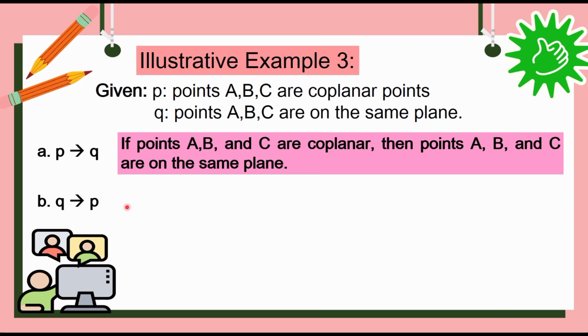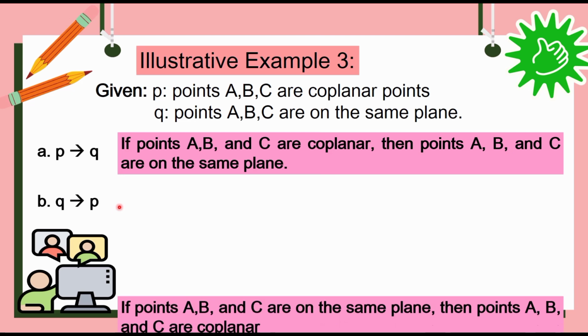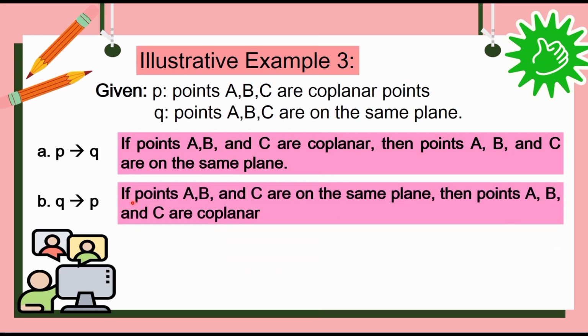So again, we just need to switch our P and Q. So it can be written as, if points A, B, and C are on the same plane, inuna natin yung Q natin. Then, points A, B, and C are coplanar, followed by our P. So that is our statement for Q implies P.